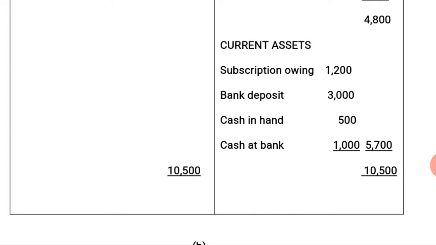So you need to add the total of the current assets to that of the fixed assets to have the total value of the assets. So we add 5,700 to 4,800. We have 10,500 naira as the total of our assets.